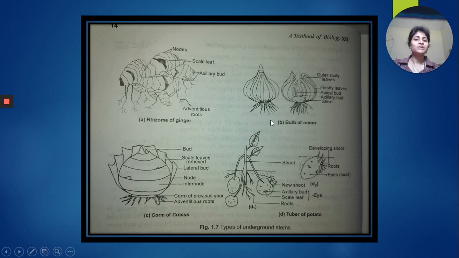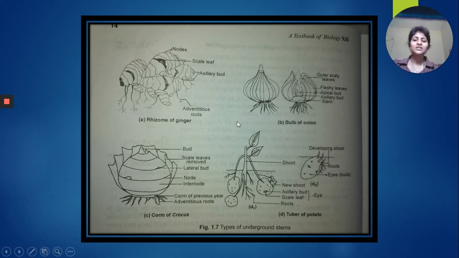Bulb. A bulb is a type of underground stem in which the stem is highly reduced. You can see in this picture, this one is the reduced stem which is covered by some concentric rings of fleshy leaves. The terminal portion of these fleshy leaves forms the flowering shoots, and the axillary buds will form a new plant in the future. So onion is the example of a bulb. Like that, garlic is also an example of a bulb.